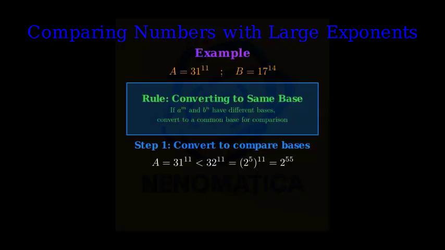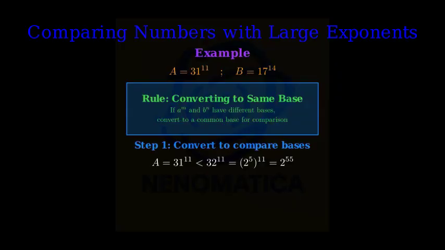We know that 31 is less than 32, so when we raise both to the power of 11, the inequality stays the same. We can rewrite 32 as 2 to the power of 5, and when we raise this to the power of 11, we get 2 to the power of 55. So now we've converted a to a power with base 2.